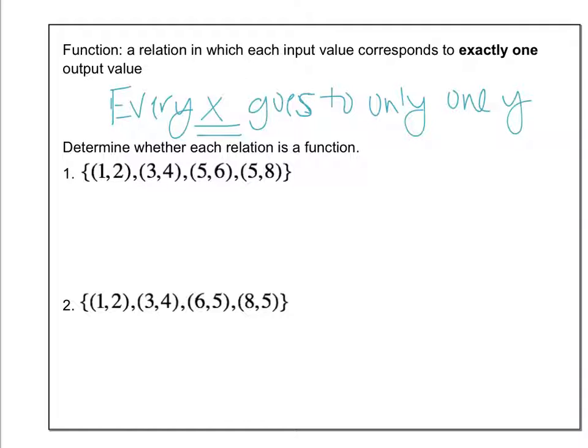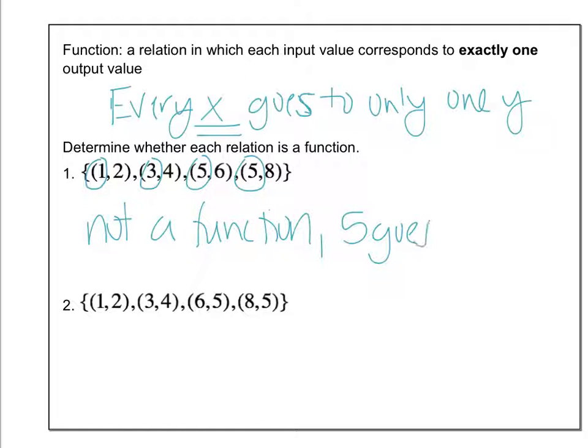A function is a good machine. If you put one thing in, you only want to get one answer out. If you put one thing in and you get two answers out, that's bad. That's not a function. That's not a good machine. So if you look at number 1, again, the focus is on the x's. Does every x value only go to one y value? No. So this is not a function. Because what broke it? The 5. 5 goes to 6 and 8, so it can't go to two different answers. So it's not a function.